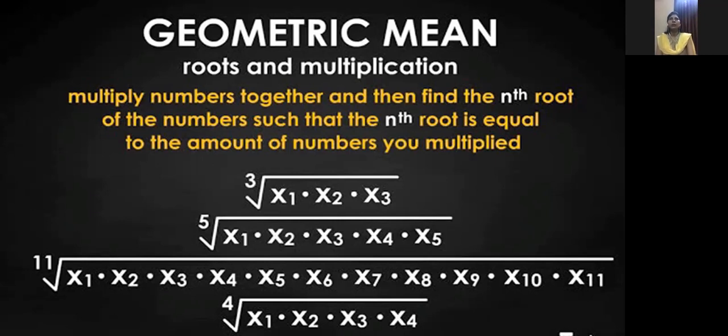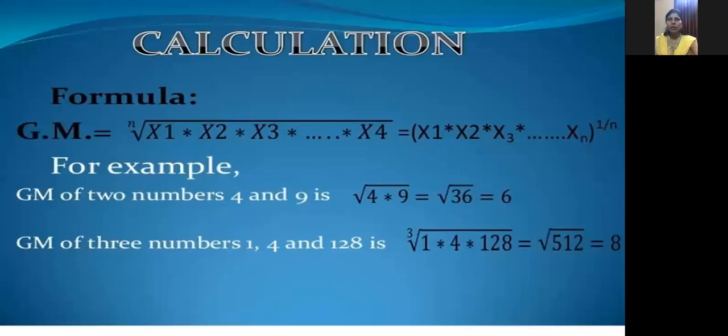In the same manner, if we have the number of observations as 5, we have to take the 5th root of the observations. So in that case, we will multiply all the observations given. So this is the example with the help of which we can understand what geometric mean is.